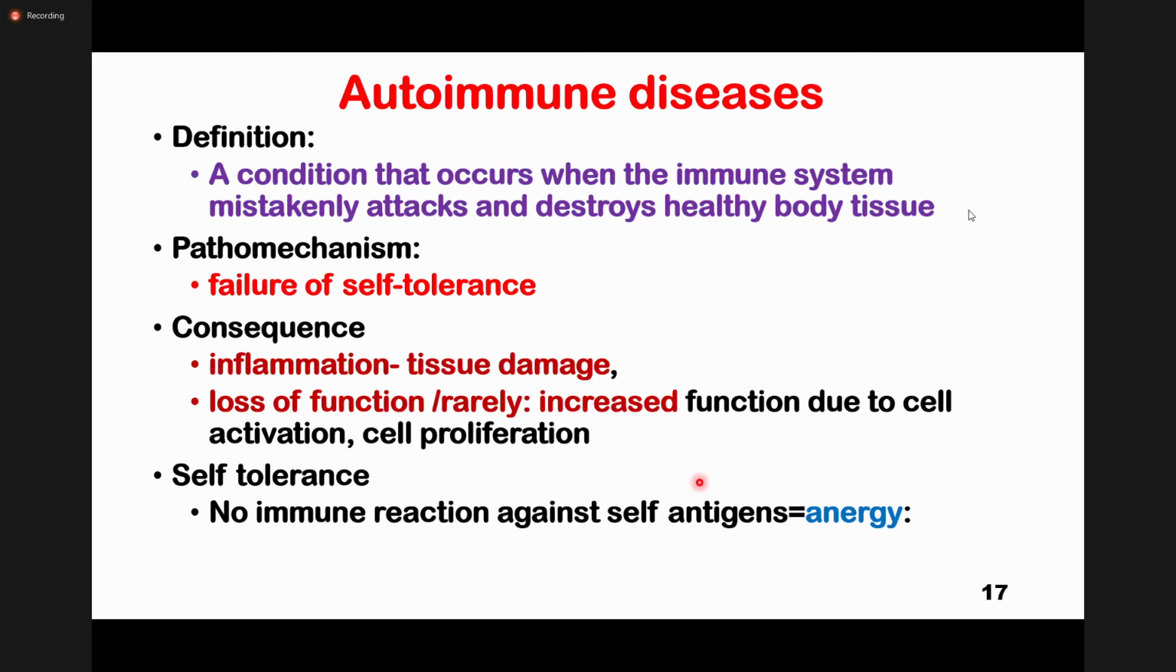Now let's go to the main part, autoimmune disease. What are autoimmune diseases? A condition that occurs when the immune system mistakenly attacks and destroys your healthy body tissue. It's called autoimmune disease. The main mechanism is breakdown or failure of your tolerance systems, central and peripheral tolerance, B cell or T cell mediated. When it breaks down, you have the pathomechanism of autoimmune diseases.